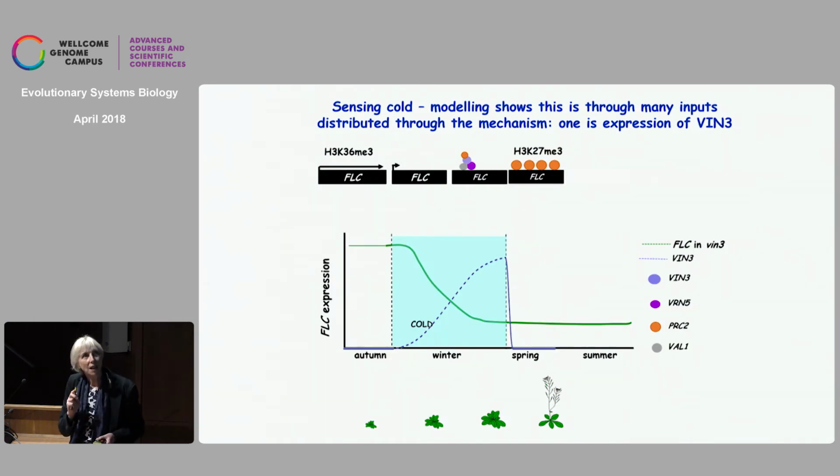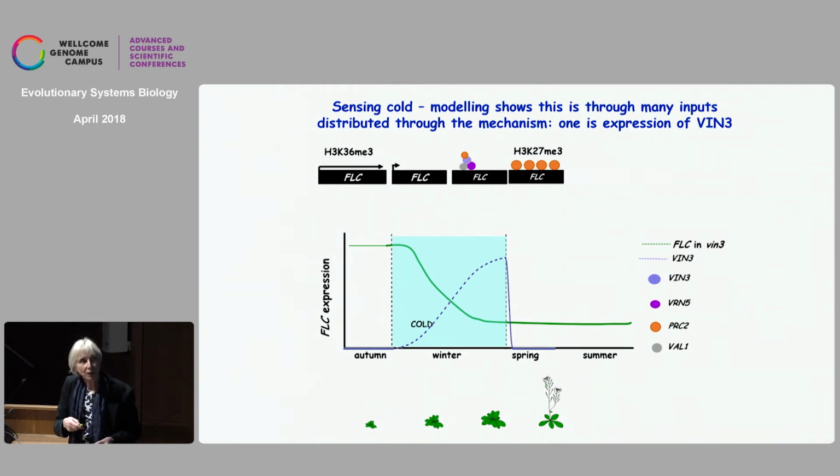Okay. So one last little bit of mechanism. So that's about memory, okay? How you actually generate that polycomb memory is thinking about the cold. Where does the temperature come into this? And I'll get back to that because of the natural variation at the end.